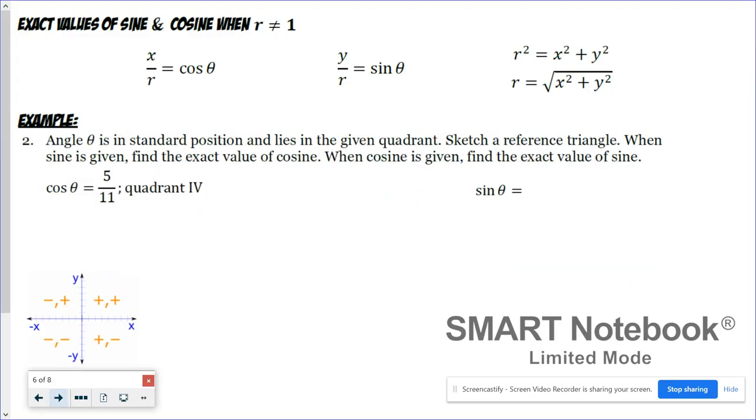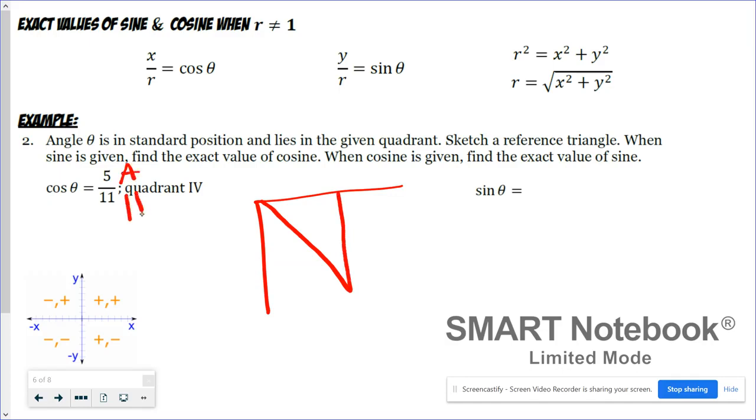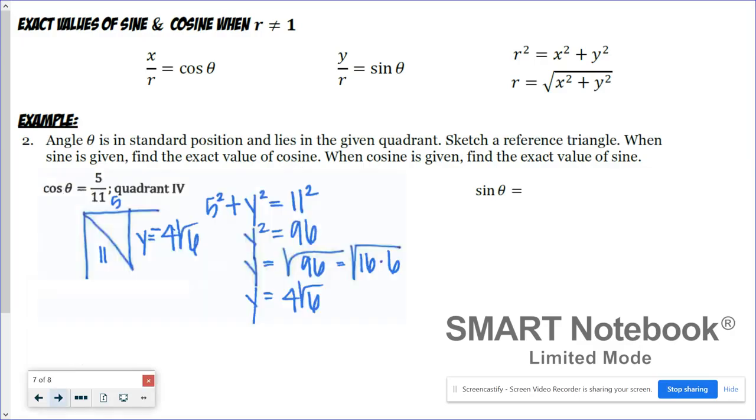So in this problem, we are given that cosine of theta is 5/11 and it's in quadrant 4. So I'm going to draw quadrant 4, and draw my reference triangle. Cosine, I know, is the adjacent over the hypotenuse. So that's how I'm going to label my sides here. The adjacent is 5, the hypotenuse is 11. So I need to figure out the y value. And how am I going to do that? That's right, Pythagorean theorem. So 5 squared plus y squared is 11 squared, y squared is 96, and then y is the square root of 96, which is 4√6.